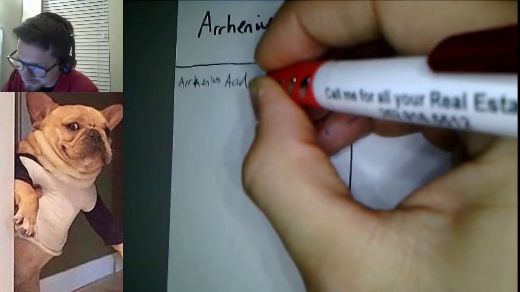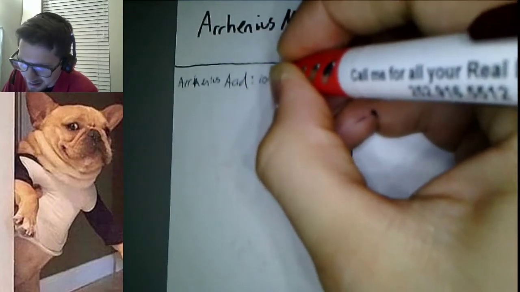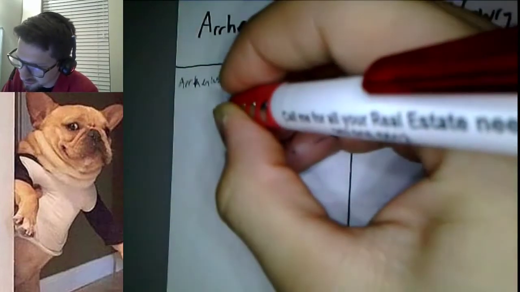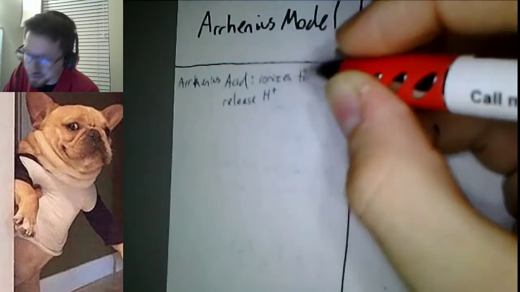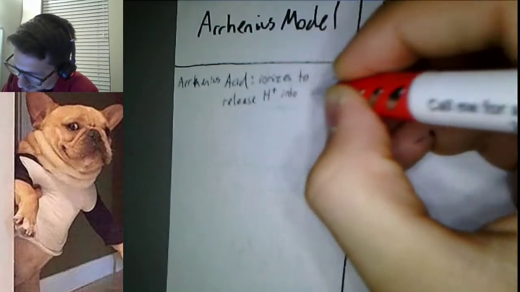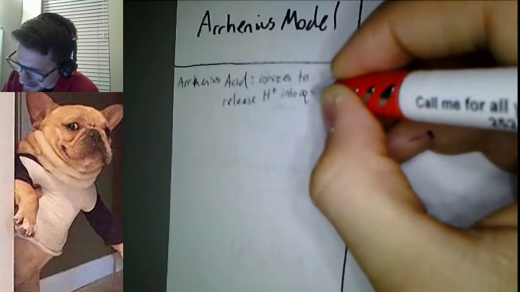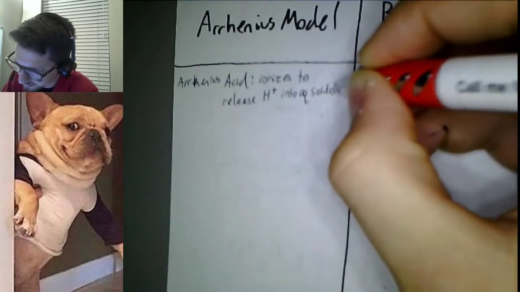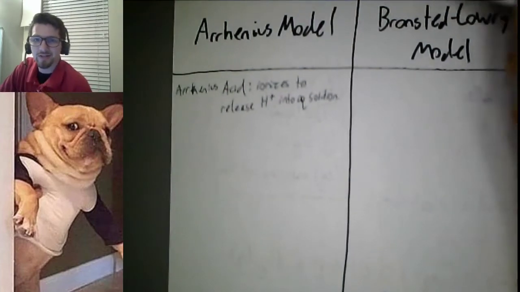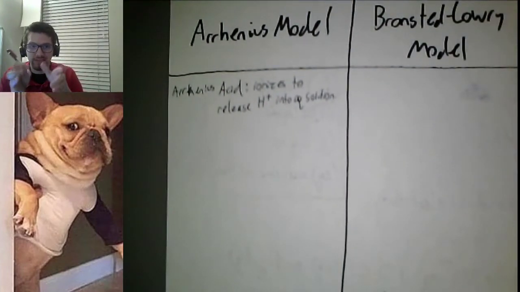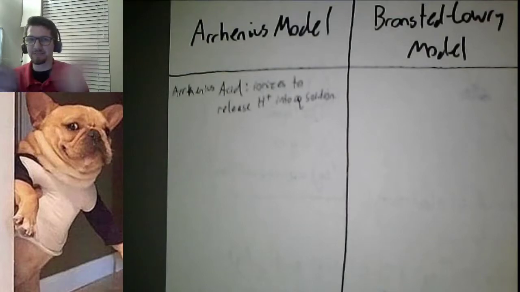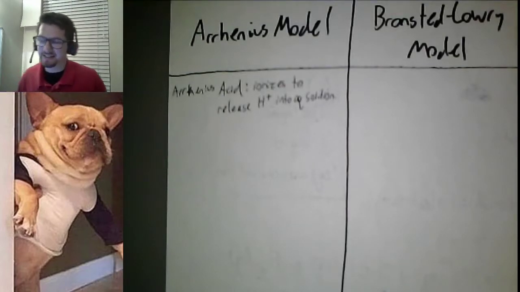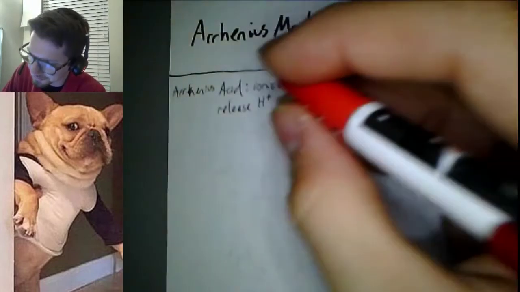An Arrhenius acid ionizes to release a hydrogen into an aqueous solution. So imagine you have that container of hydrochloric acid, right? And we had our equation where it creates a hydrogen later. The hydrogen and the chlorine separated. That would be an Arrhenius acid. It lost a hydrogen and it released it out into the world.